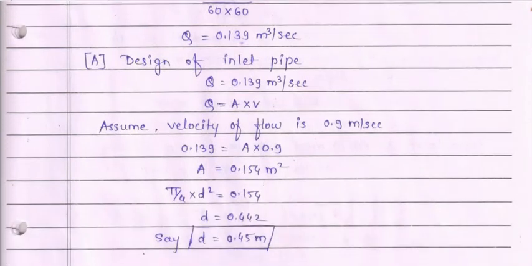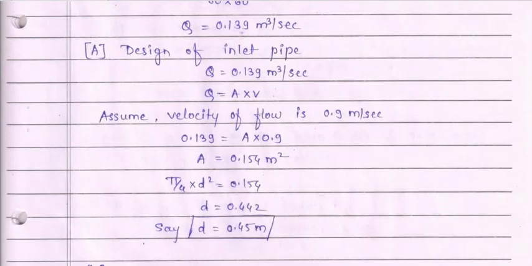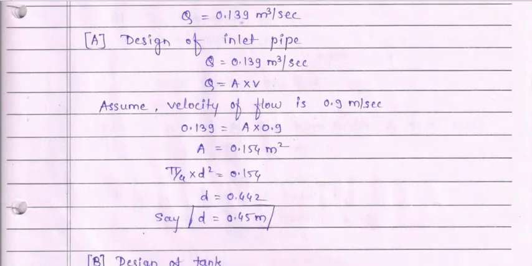Now first of all we will design the inlet pipe. There are some stages and steps, that is, first step A is the design of the inlet pipe. Here we will first take the discharge value and apply the continuity equation, that is Q = A × V.